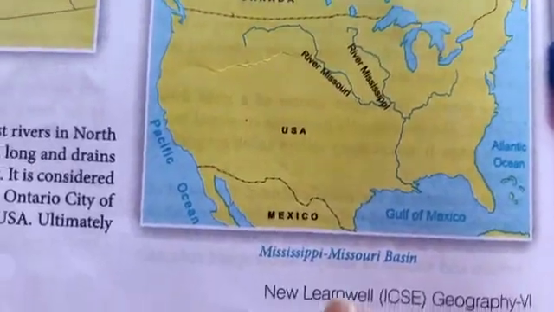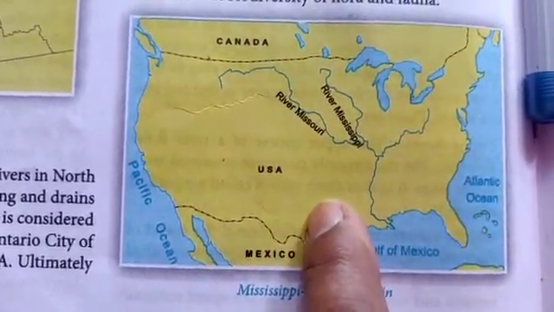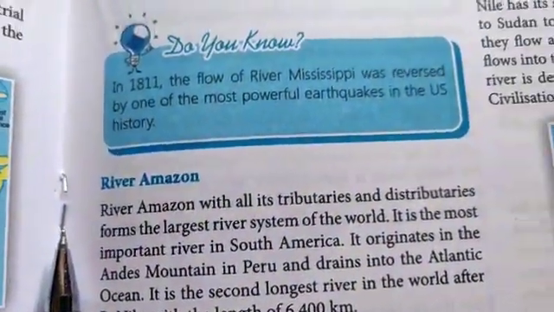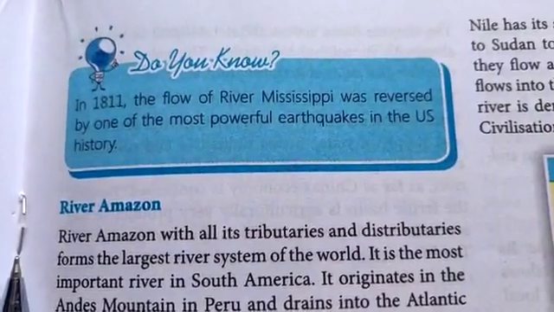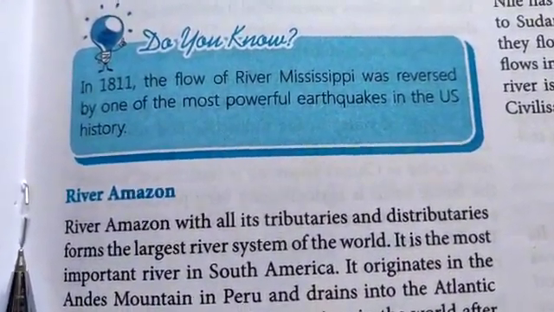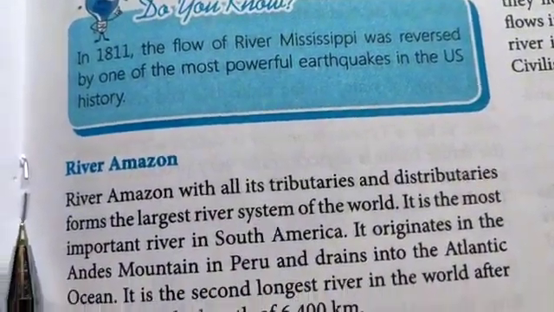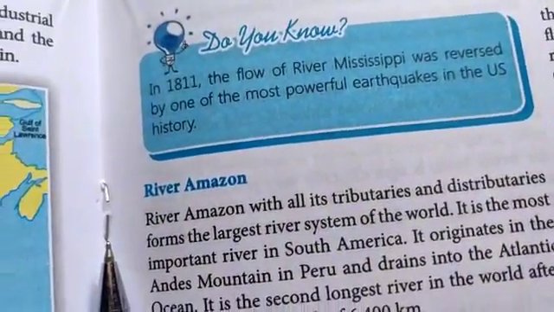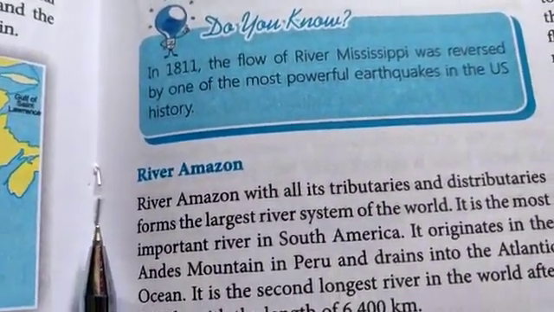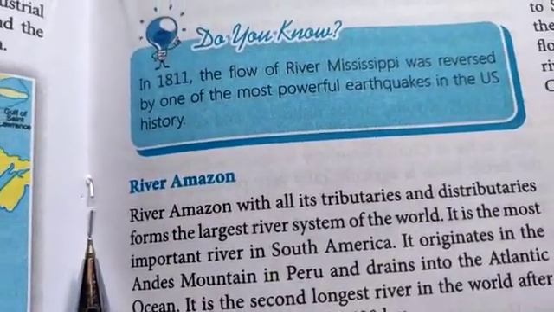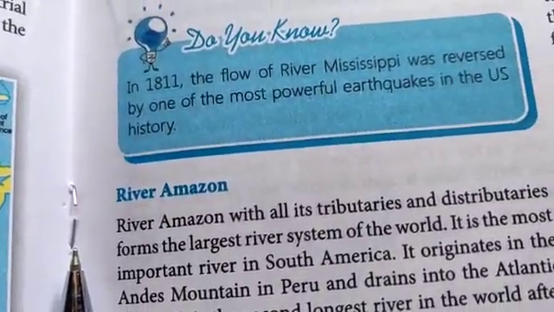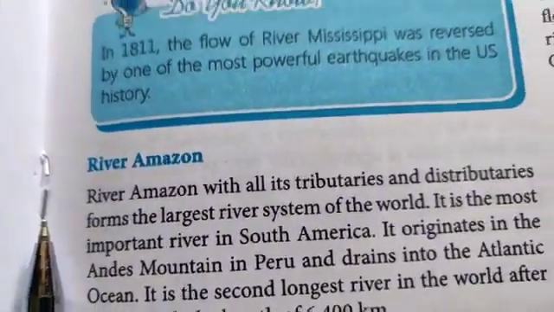Now see, take a quick look over here, Gulf of Mexico here, USA. Coming to, first of all, let us see what they are telling us, and do you know? In 1811, the flow of river Mississippi was reversed, meaning to say, maybe first it was draining over here in the Gulf of Mexico. I'll have to check this again. So now it is draining into the Gulf of Mexico, but before one of the most powerful earthquakes, it was draining elsewhere.